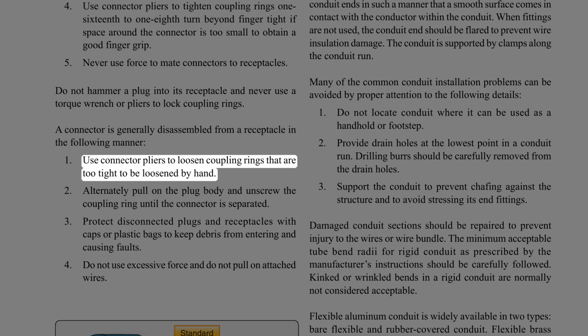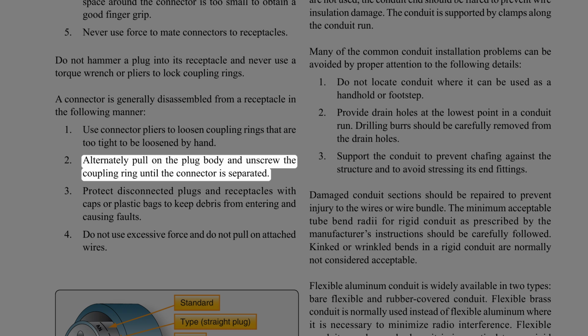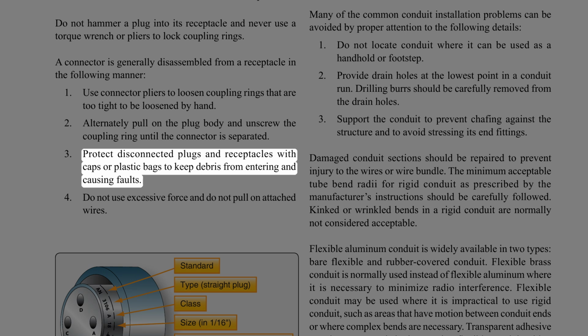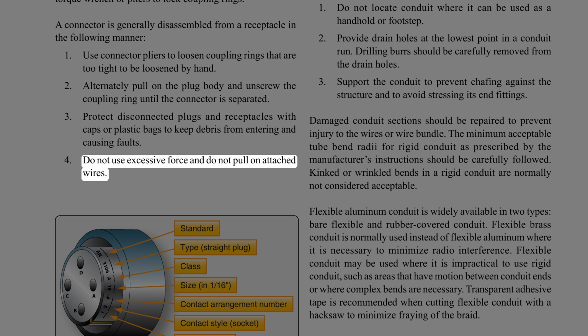Use connector pliers to loosen coupling rings that are too tight to be loosened by hand. Alternately pull on the plug body and unscrew the coupling ring until the connector is separated. Protect disconnected plugs and receptacles with caps or plastic bags to keep debris from entering and causing faults. Do not use excessive force and do not pull on attached wires.